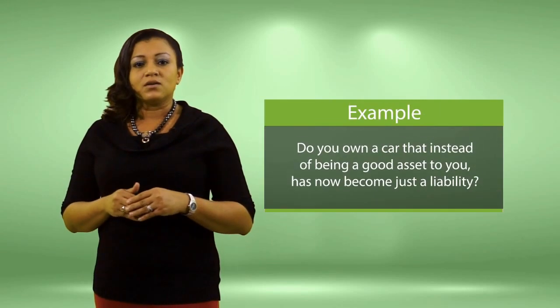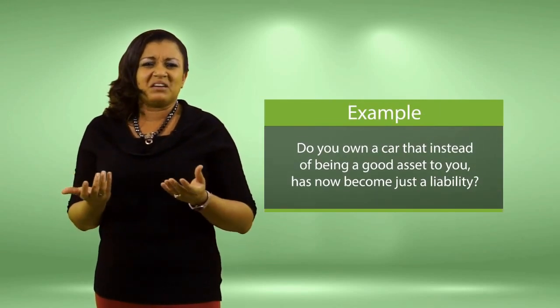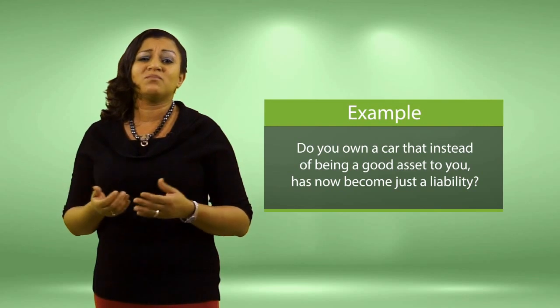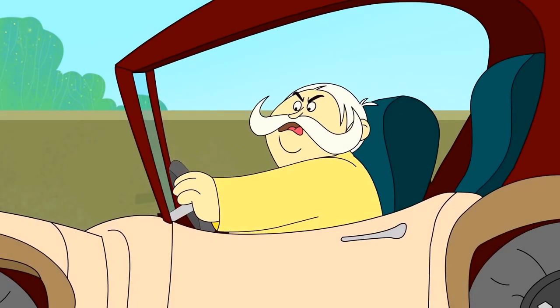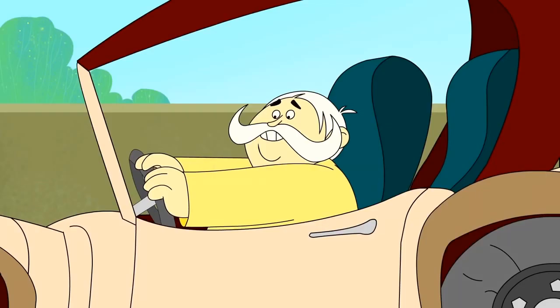For instance, do you own a car that instead of being a good asset to you has now become just a liability? And we don't even want to get to the part about people here. In any event, we are getting somewhere, aren't we? Like how the name liability statement came about, eh?